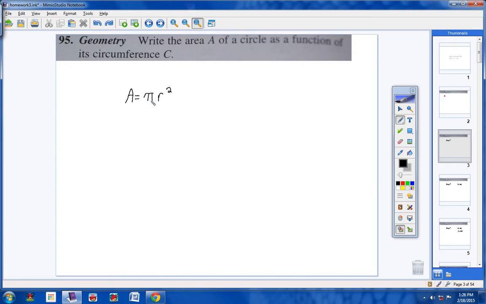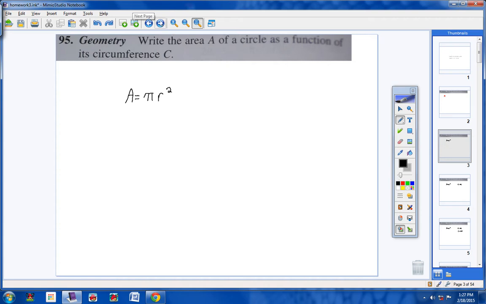Now, right now, what do we have, students? We have area as a function of r, or in other words, area in terms of r. And that's not what we want. We want area in terms of C. So somehow we're going to have to get rid of this r and get a C in here. So we want to find an equation that has an r and a C. I'll show you why in just a minute.